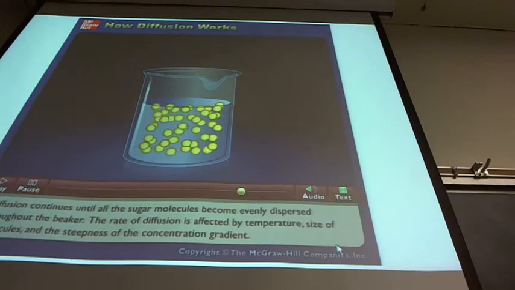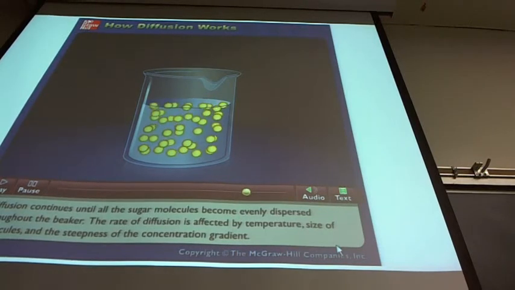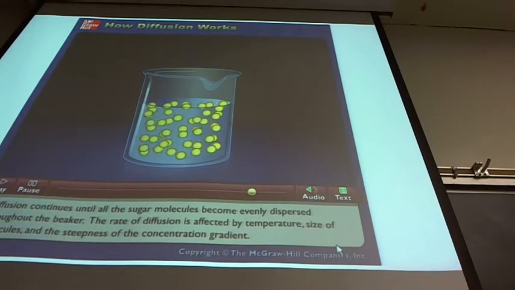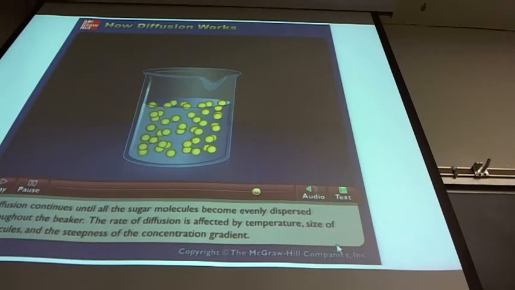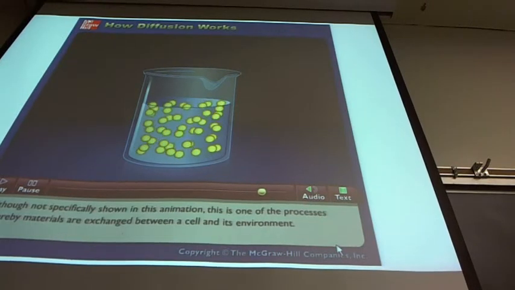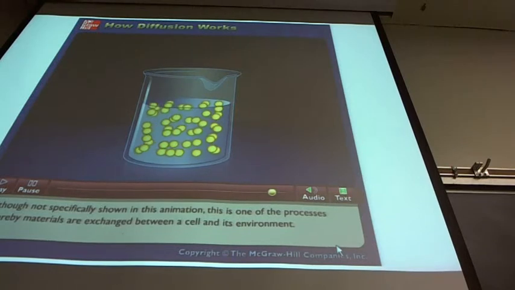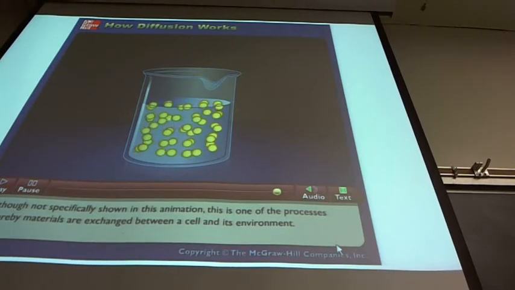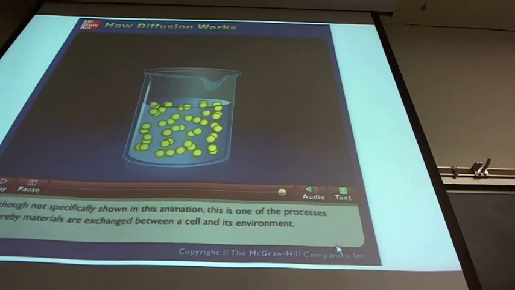The rate of diffusion is affected by temperature, size of molecules, and the steepness of the concentration gradient. Although not specifically shown in this animation, this is one of the processes whereby materials are exchanged between a cell and its environment.